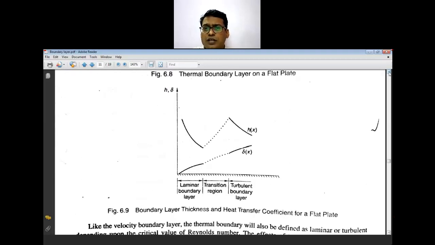Now when you talk in terms of the heat transfer coefficient, this is the boundary layer thickness and the heat transfer coefficient for the plate. Heat transfer coefficient and the boundary layer thickness. So in the initial region, that is in the laminar region, heat transfer coefficient decreases in the laminar region as well as in the turbulent region also. But however, in this region of transition, there the heat transfer coefficient drastically increases.